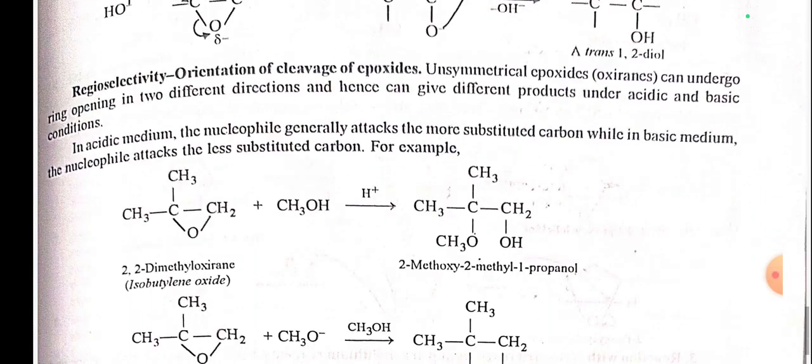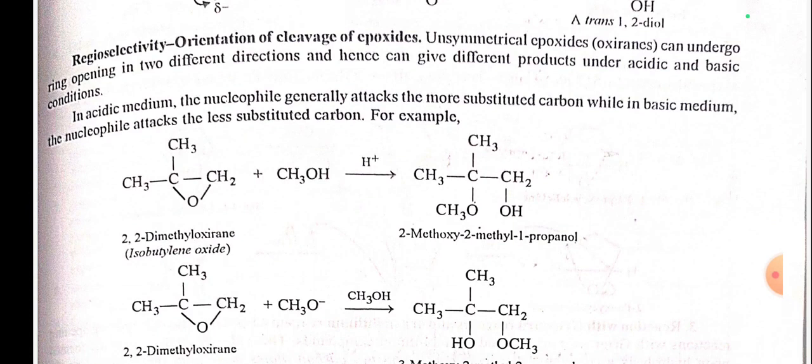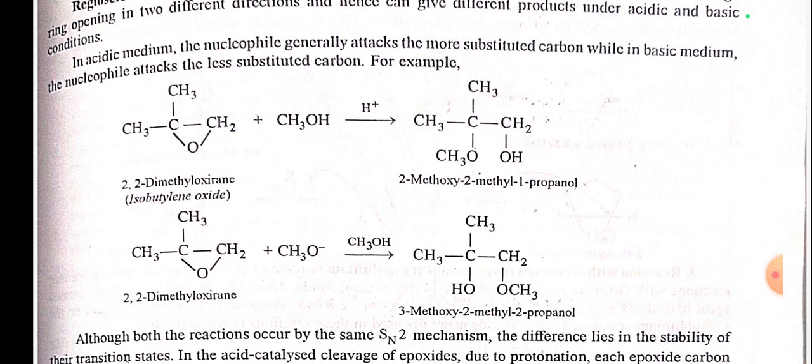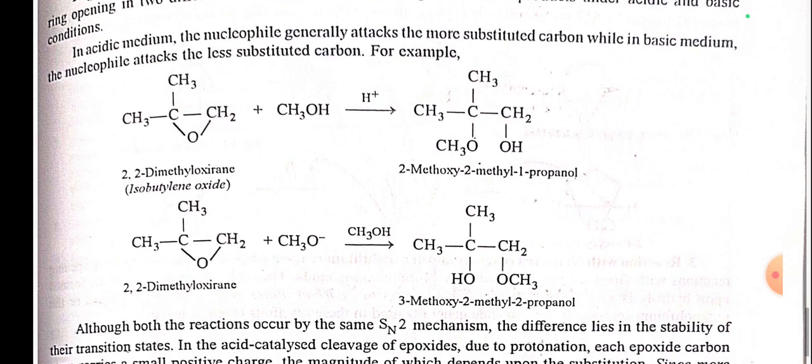Regioselectivity, orientation of cleavage of epoxide. The unsymmetrical epoxide can undergo ring opening in two different directions and hence can give different products under acidic and basic condition. In acidic medium, the nucleophile generally attacks the more substituted carbon, while in the basic medium, the nucleophile attacks the less substituted carbon. For example, 2,2-dimethyloxirane with CH3OH gives 2-methoxy-2-methyl-1-propanol. 2,2-dimethyloxirane plus CH3O negative, CH3OH gives 1-methoxy-2-methyl-2-propanol.